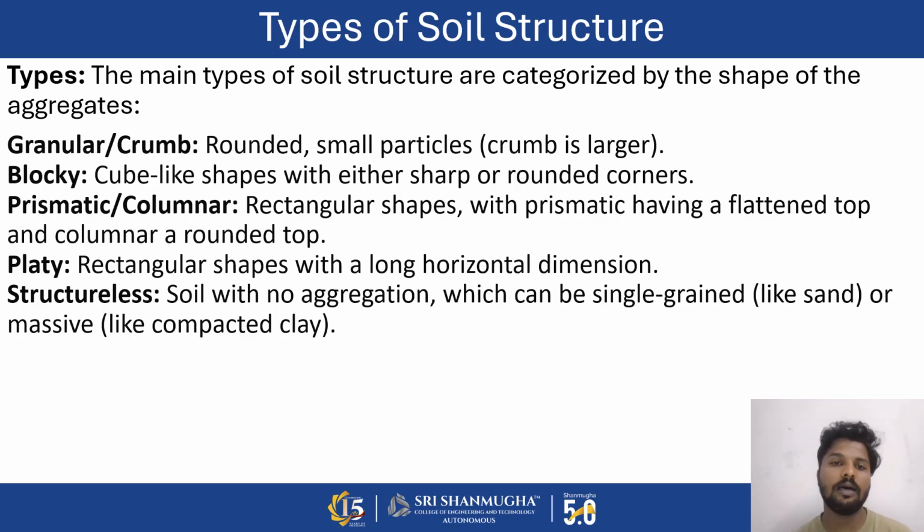And then the prismatic or columnar structure. It has a rectangular shape, with prismatic having a flattened top and columnar having a rounded top. These types of structures have moderate permeability. The next one is the platy structure. Platy structures are rectangular with a long horizontal dimension, like stacked plates. So platy structure soils have low permeability.